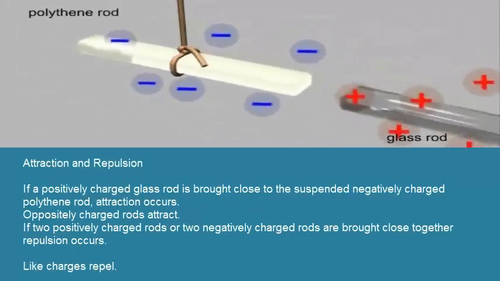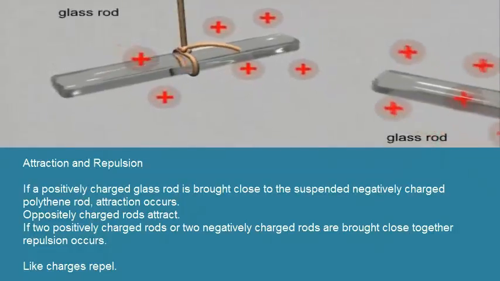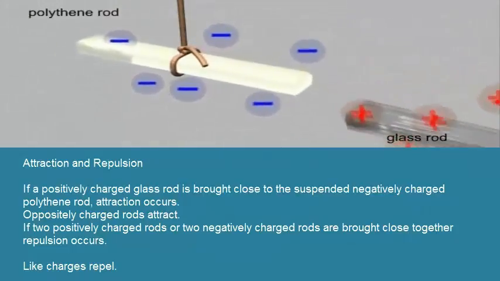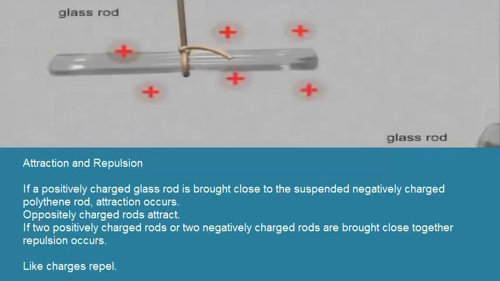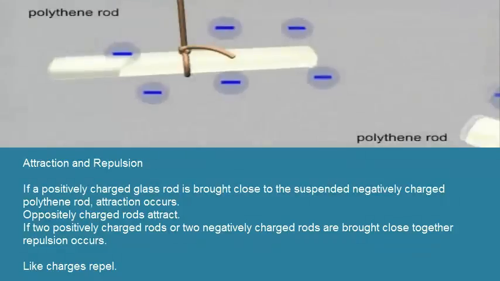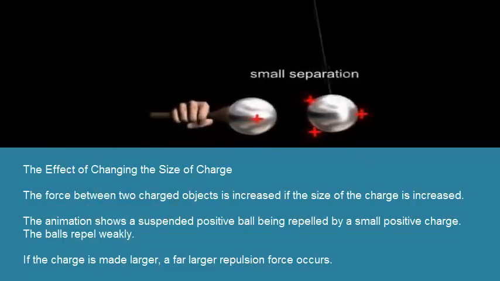If a positively charged glass rod is brought close to the suspended negatively charged polythene rod, attraction occurs. Oppositely charged rods attract. If two positively charged rods or two negatively charged rods are brought close together, repulsion occurs. Like charges repel.